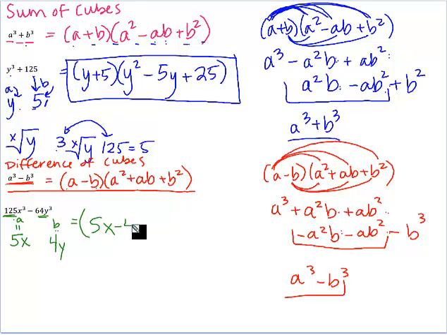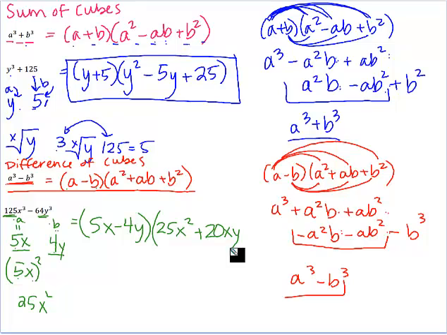So 5x minus 4y times a squared. So we have to take the 5x and square it. So we have to square both the 5 to get 25 and the x to get x squared. So we'd have 25x squared plus a times b. 5x times 4y. Well, 5 times 4 is 20, and then xy.